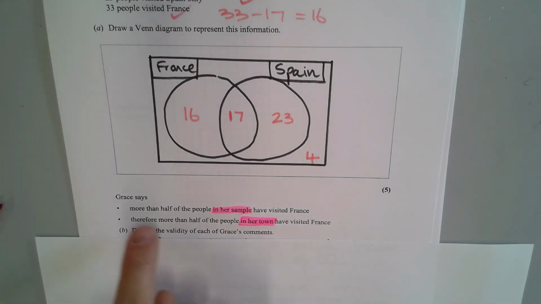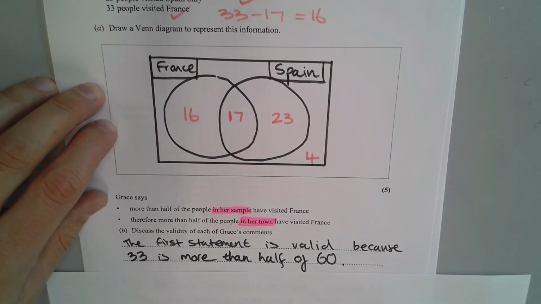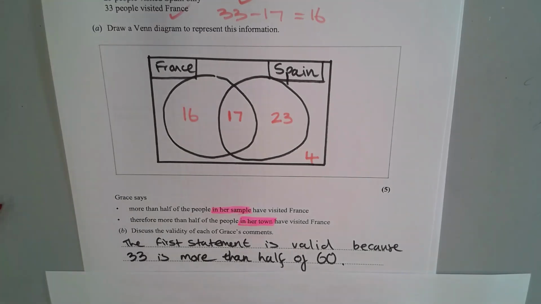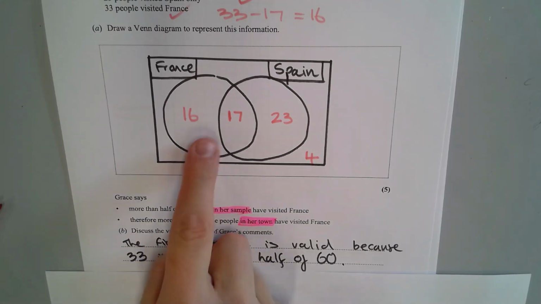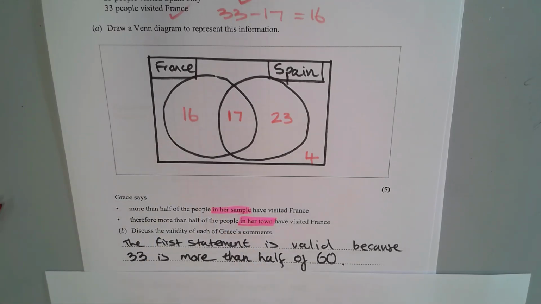Okay, so the first one then. The first statement is valid. This is because 33, which is the amount of people that have visited France, is higher than half of 60. 33 is greater than 30.